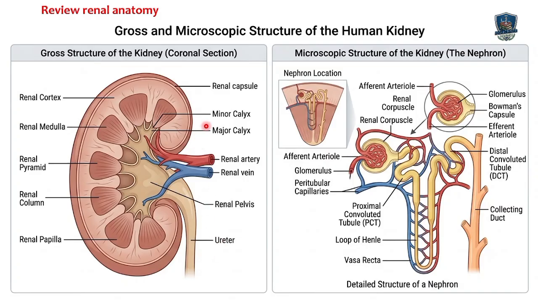Apart from knowing the major sections of the gross structure, we also have to know the vasculature of the kidney. The kidney is always supplied by the renal artery and drained by the renal vein. So that being mentioned, we can look at the microscopic structure. As you can see here, one kidney contains very many nephrons. That's why a human being can easily survive with only one kidney.